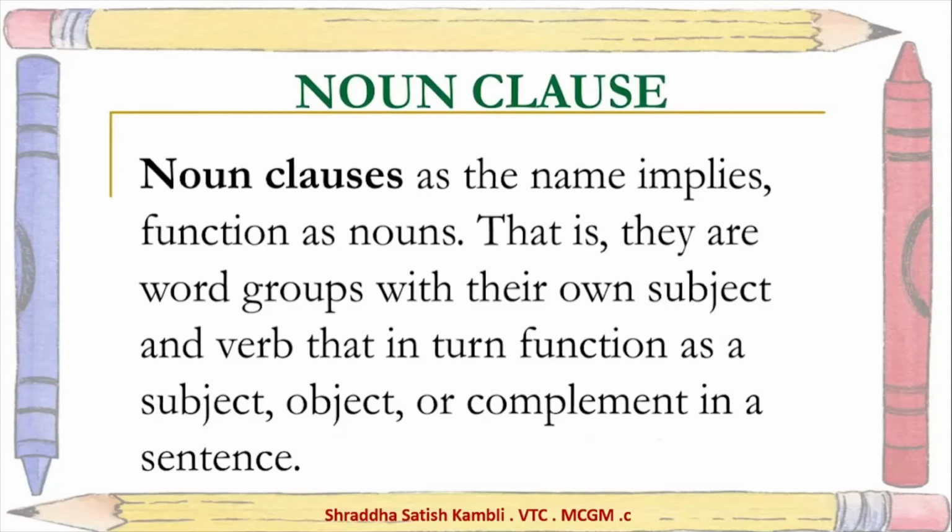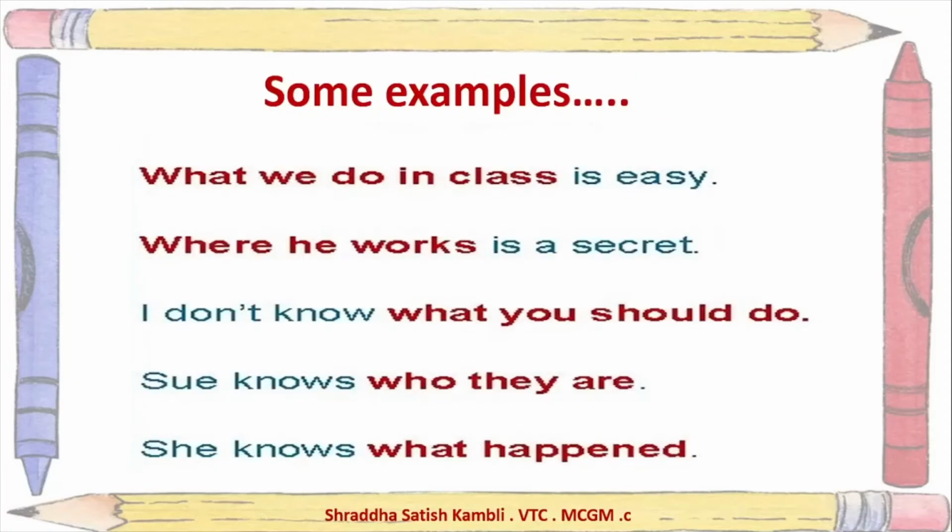That is, they are word groups with their own subject and verb that in turn function as a subject, object or complement in a sentence. Alright, so this is the meaning of noun clauses. Noun clause means it acts as the noun. A group of words or you can say a clause which acts as a noun is called a noun clause. Alright, so come on, let us now move on and look at some examples of noun clauses.